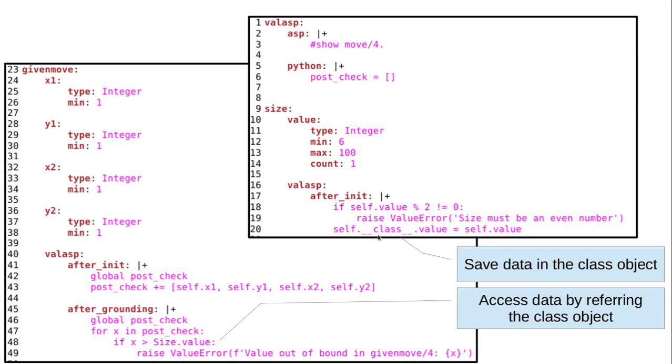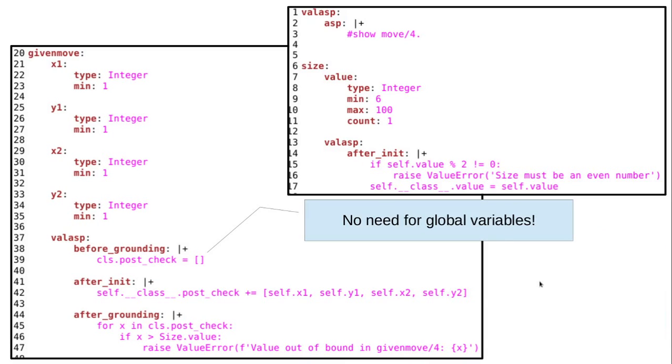So for example, in the after init of the sides, we can access the class object and store the value in a class field, and that's it. We don't need to declare sides as a global variable anymore. And then when we want to access that value, it's easy. Just the name of the class. We keep essentially the name of the predicate, but we capitalize the name just to be more compatible with the Python specification. We can even change this in a future release, but that's another point.